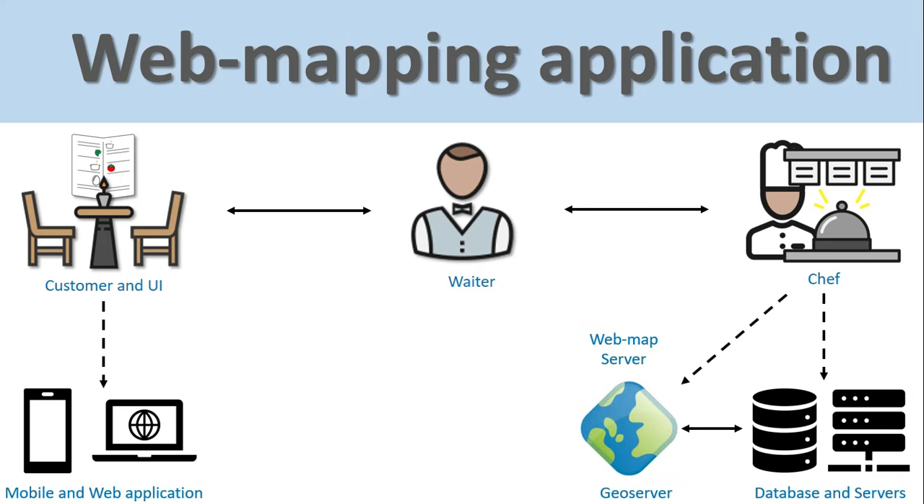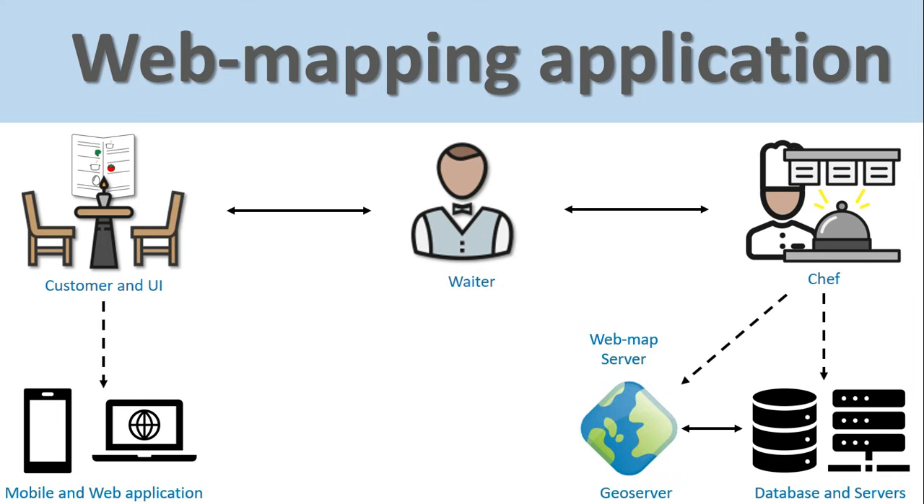GeoServer is an example of a WebMap server. It remains connected with the database and prepares the map as per the user request. Like the many dishes in the restaurant, the WebMap server provides a map as a single map image, or multiple tiles, or even sometimes vector data, based on the user's request. The basic principle is that the WebMap server allows the user to specify the area for which they want to access the map and the type of map they want to access.